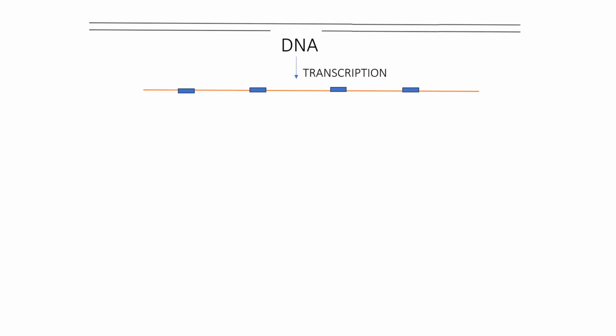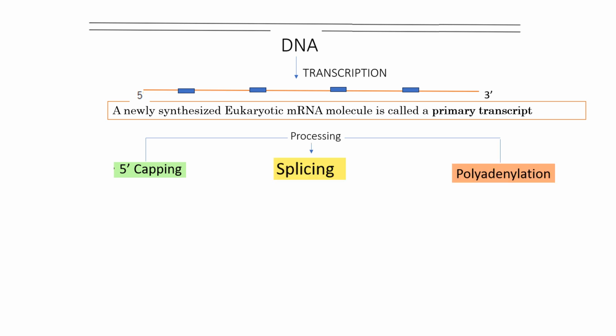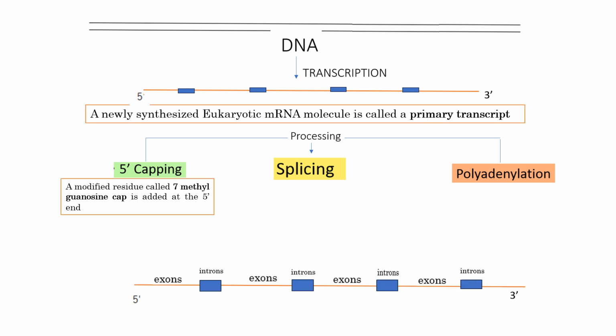After transcription, the eukaryotic pre-mRNA, also known as the primary transcript, needs to be processed in various ways. These processing events include 5' capping, splicing, and polyadenylation. In 5' capping, a modified residue called 7-methylguanosine cap is added at the 5' end.